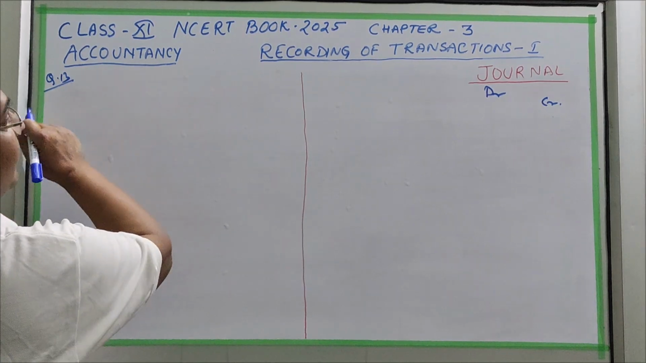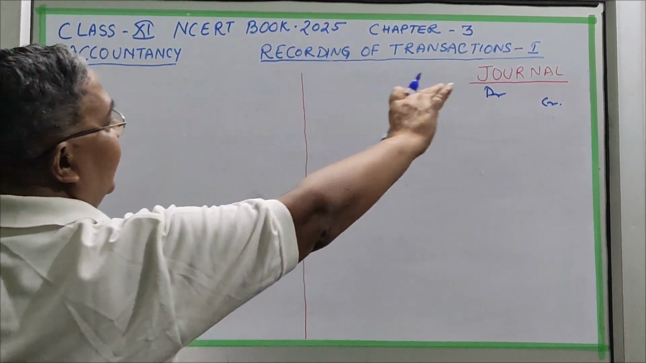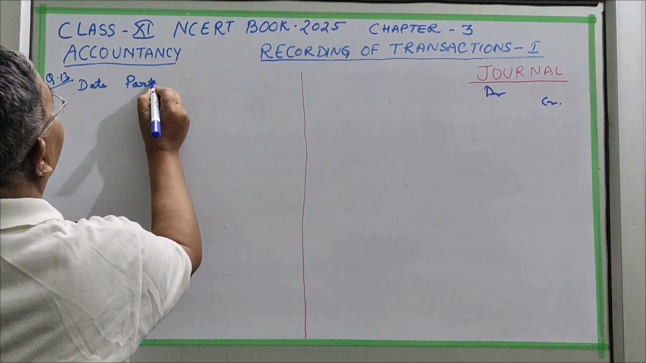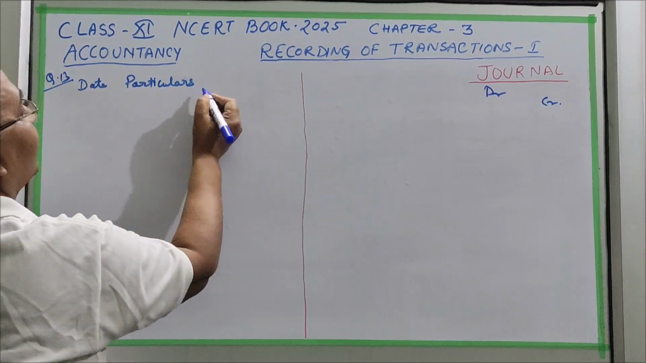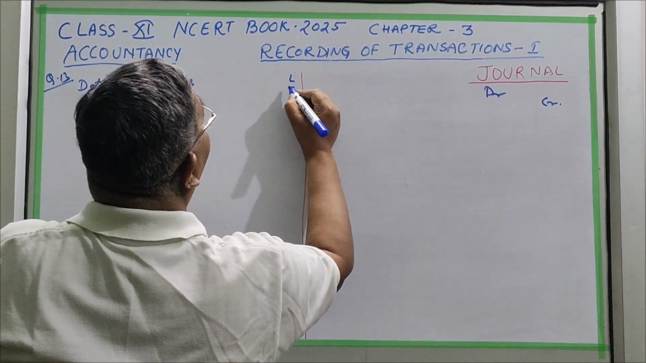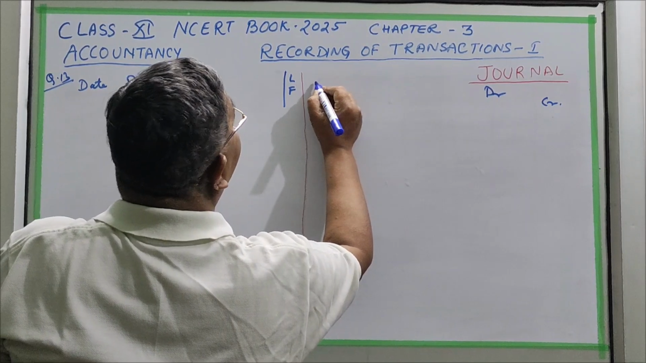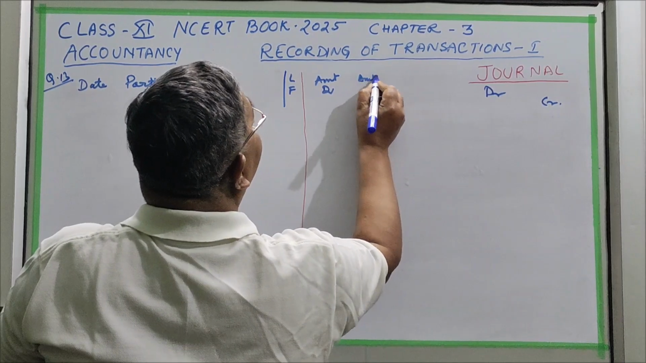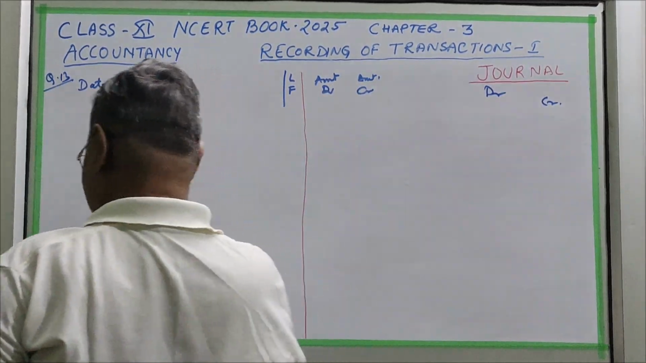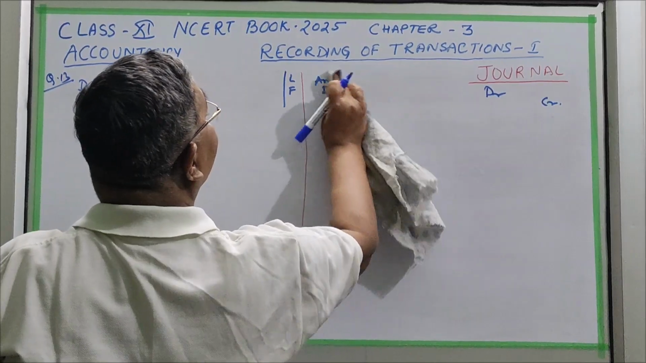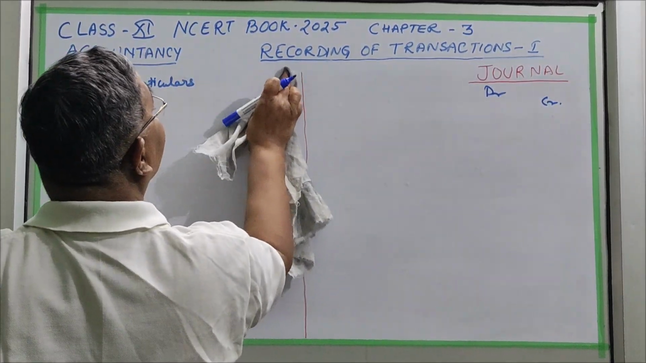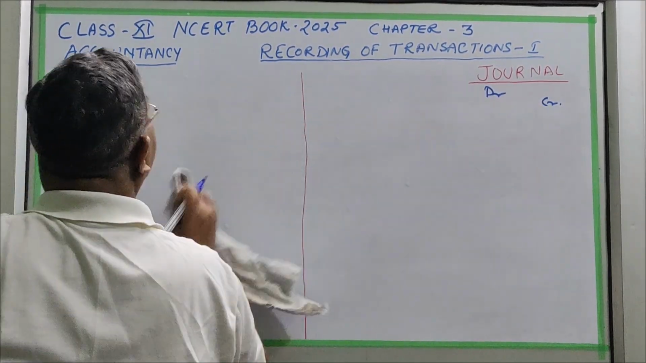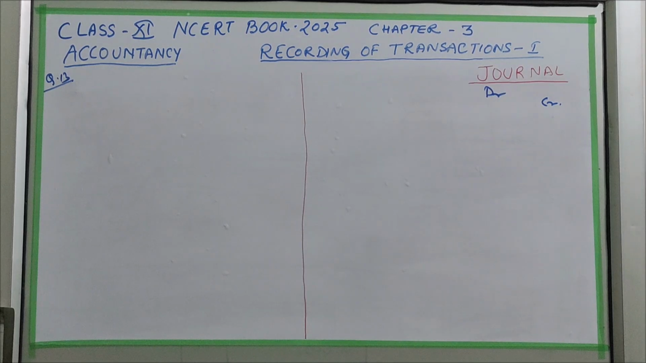Here our usual columns are of the journal. Full columns are like this: date, particulars, meaning details of the account, then ledger folio, and then amount debit, amount credit. But for space purpose, here space shortage is there. I will use only the short form, just to give you an idea.